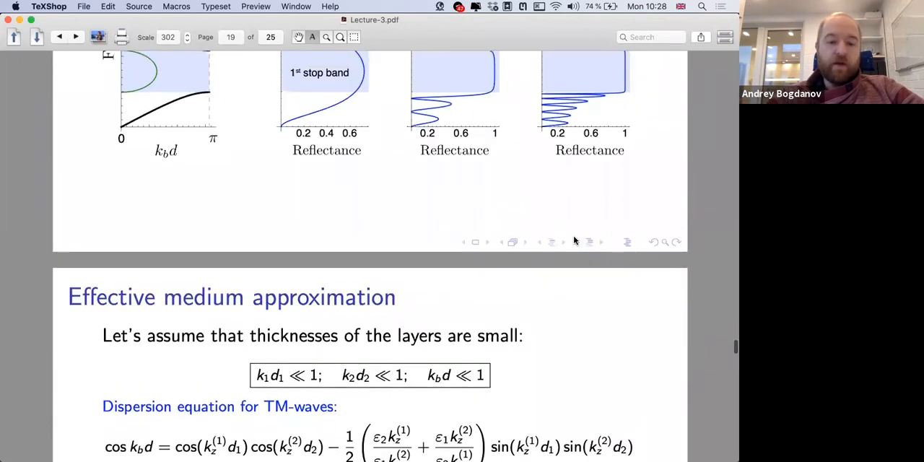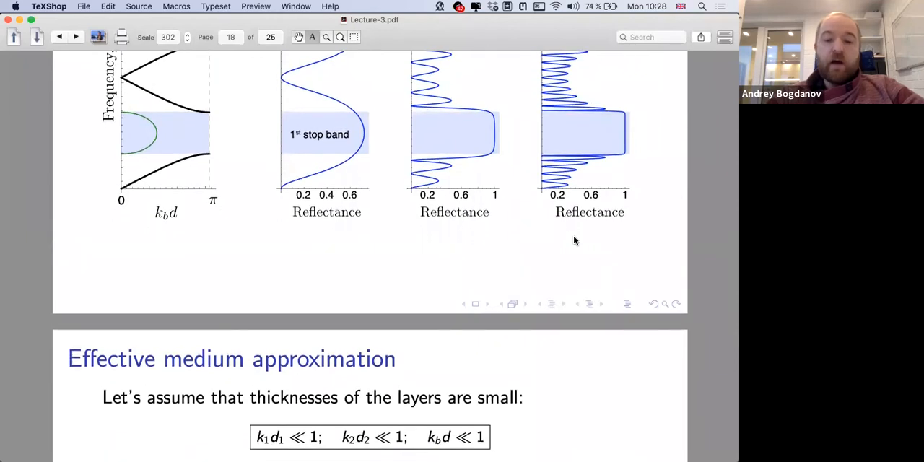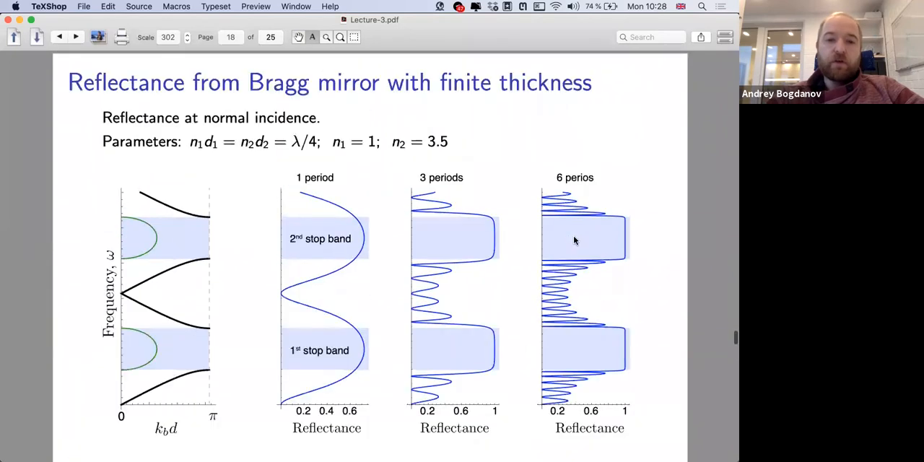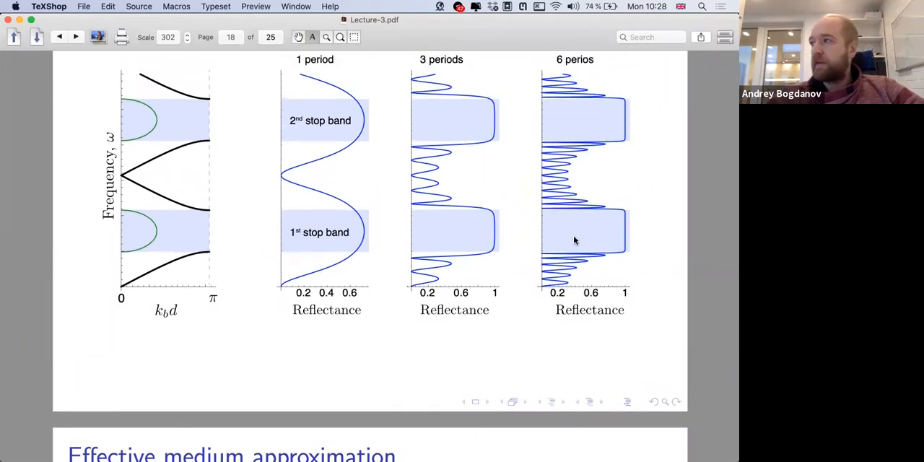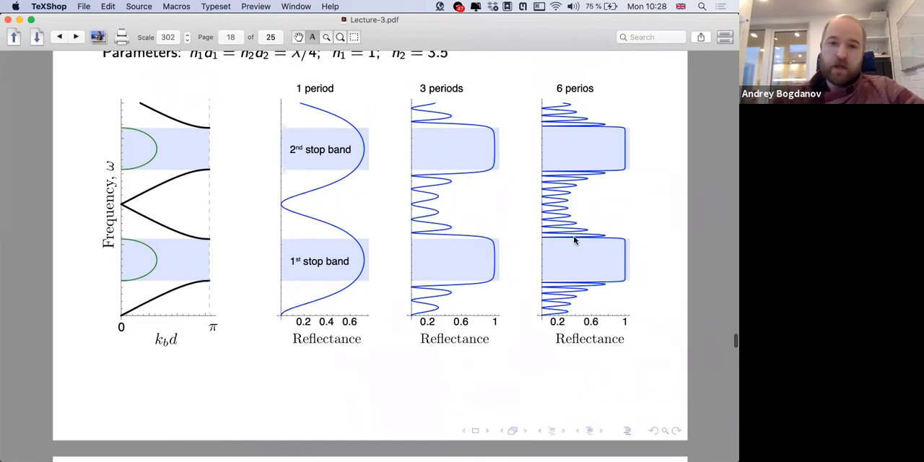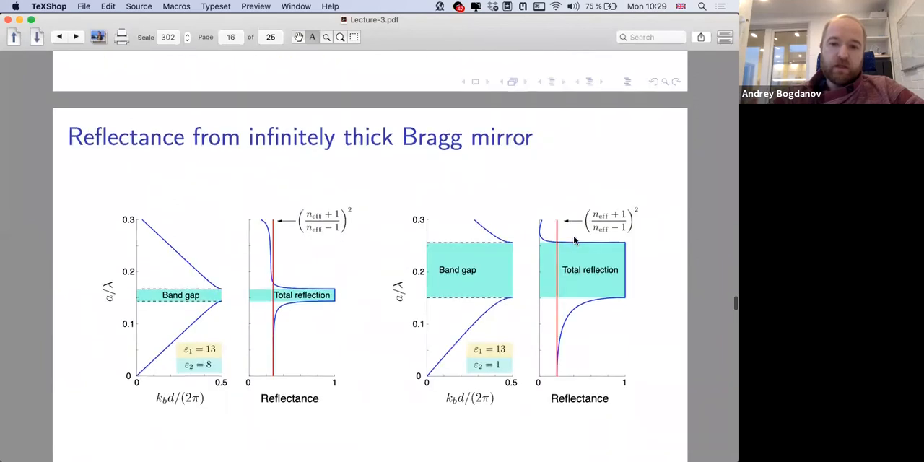Now we will consider the so-called effective medium approximation. We will consider the case when the wavelength is much bigger than the period of my structure. The wavelength is much bigger, so this is not a photonic crystal in this regime. This is like a metamaterial.